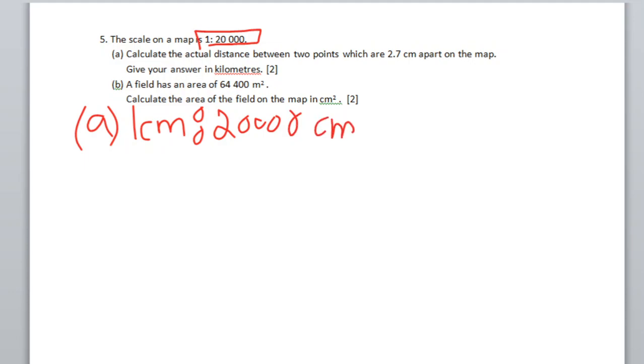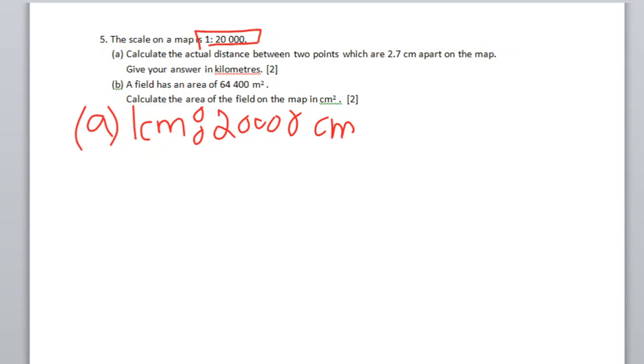They can be in centimeters, they can be in meters, they can be in kilometers. It's a good practice to take centimeters on both sides. It does not matter though, whichever unit you take. So I'm starting with centimeters. Calculate the actual distance between the 2 points, which are 2.7 centimeters apart. Give your answer in kilometers. So I need to transform the scale. That gives me the conversion from centimeters to kilometers.